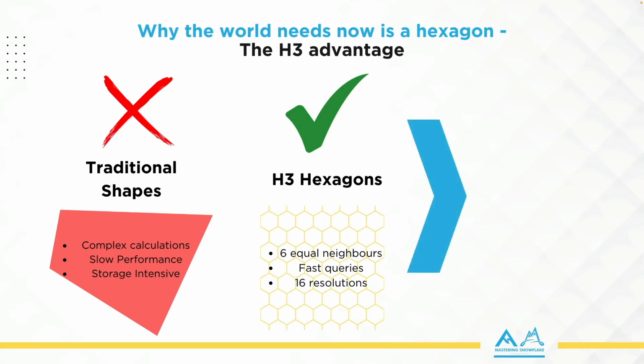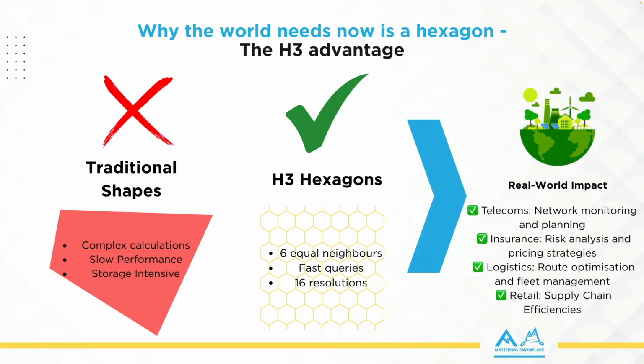And this transformation isn't just theoretical. Companies across lots of different industries are already using this. Telecoms are using it to monitor network performance across these hexagon grids. Insurance companies use it to analyze risk patterns in different geographies and flooding risks, for example. Whereas logistics use it to optimize delivery routes. And retailers are making supply chain decisions, all because hexagons make spatial analysis fast and reliable.